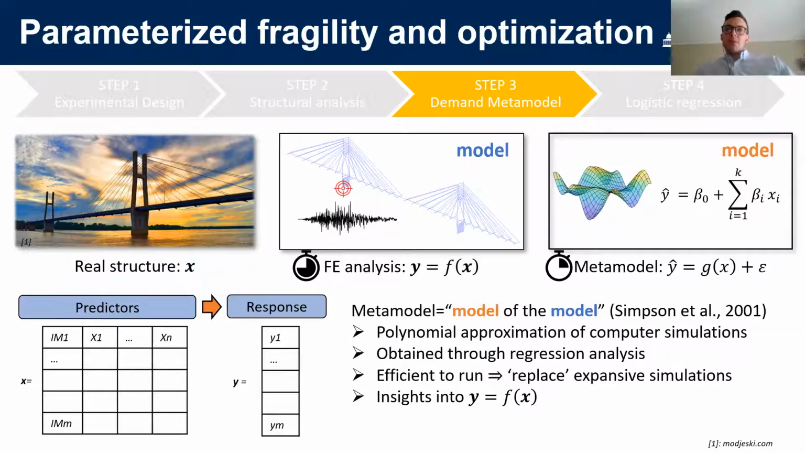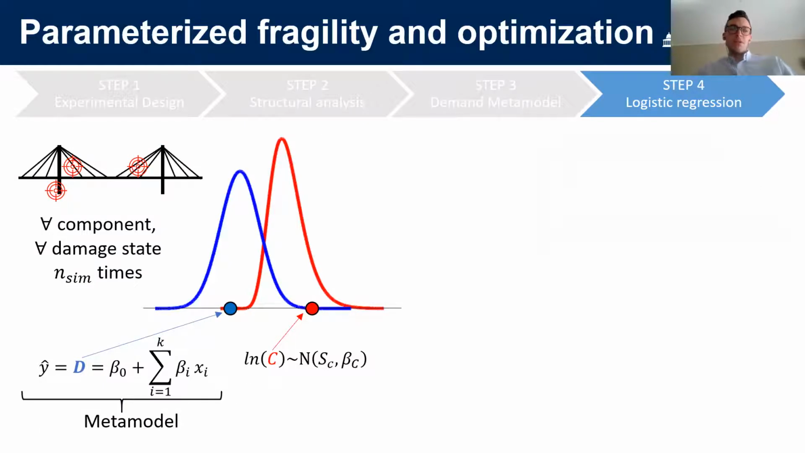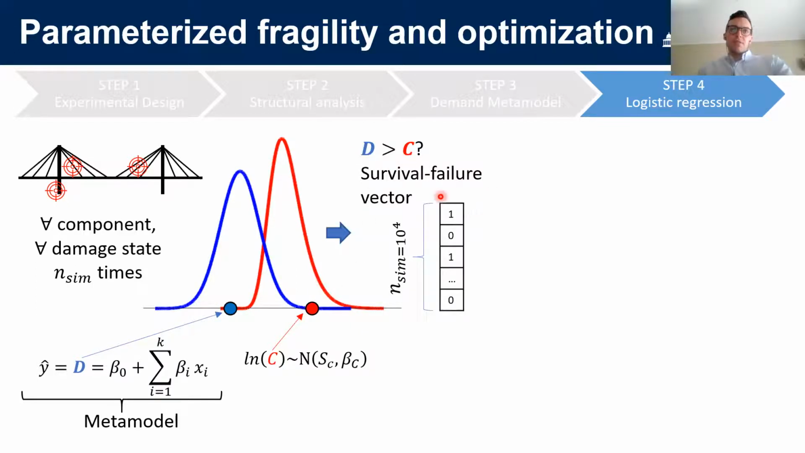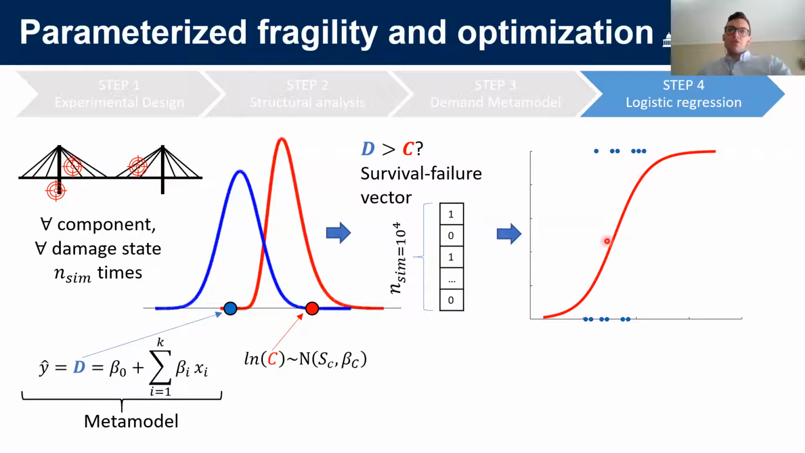And then we use these metamodels to perform logistic regression. So we start from using the metamodels to sample a large number of demands that will be compared to an equivalently large number of capacities. And by this comparison, we can build a survival error vector, in which one means that the system failed according to the failure criterion we consider. And then we apply logistic regression to estimate the probability distribution of this survival error vector.